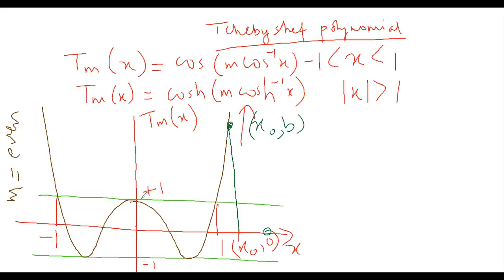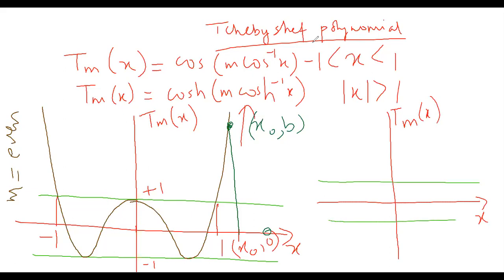Now, this curve is for m equal to even, and for m equal to odd, the curve will be quite similar, but with some minor changes. Let's say this is Tm(x), and the horizontal axis is x, and as I told just now, the ripples are limited between plus 1 and minus 1, and accordingly the curve will be like this. It must pass through the center.